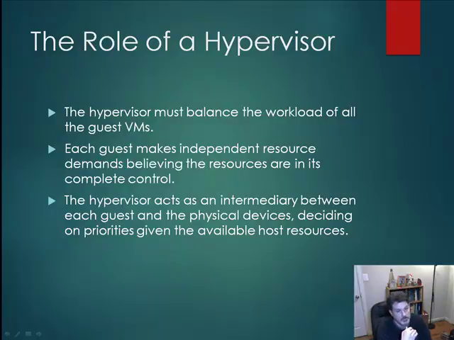The hypervisor, in addition to tricking the operating system, must be able to balance the workload of not only one VM, but all the guest VMs running in the environment. If you have a finite amount of resources, and each guest is making independent requests for resources, believing the resources are in its complete control, then the hypervisor has to act as an intermediary between each guest and the physical devices. It's the decider on what priorities are given and what available host resources should be divvied out to each VM at any given moment in time. That's essentially what a hypervisor does.